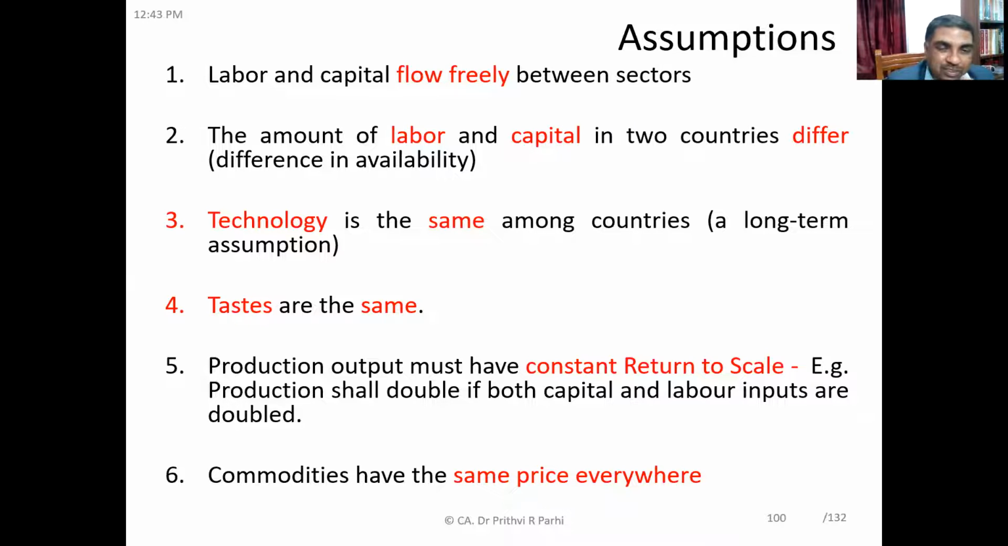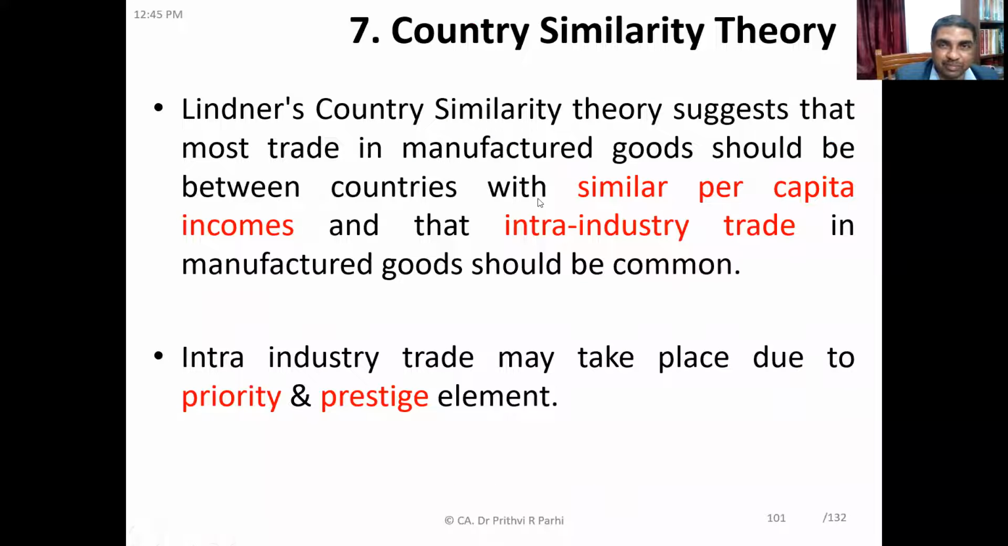And one more assumption: commodities have the same price everywhere. Prices of goods are the same everywhere, so they can be produced in different countries with the same technology and at the same price, and people's tastes are the same. If these assumptions are valid, then you can say countries that are labor intensive should produce labor-intensive goods, and countries where capital is abundantly available should produce capital-intensive goods.